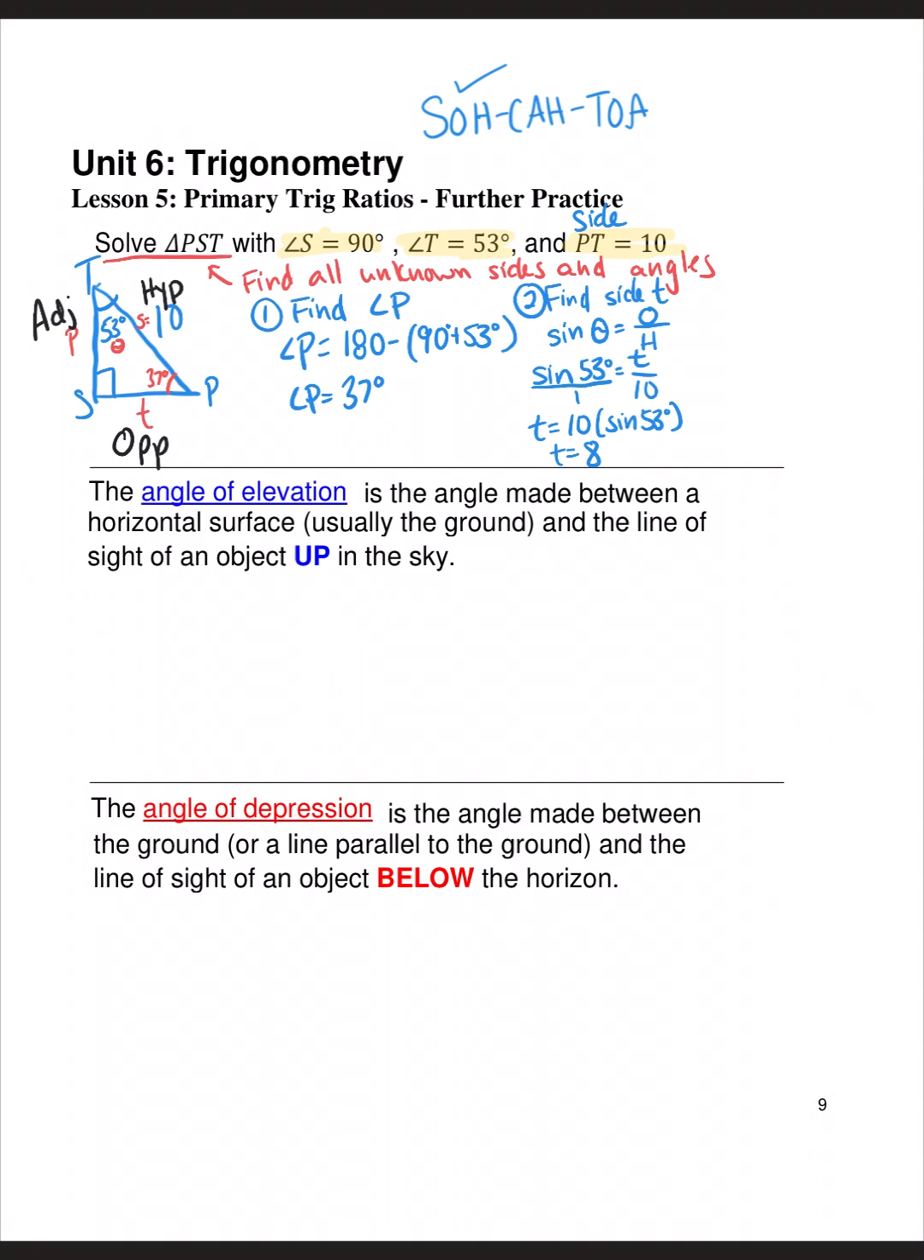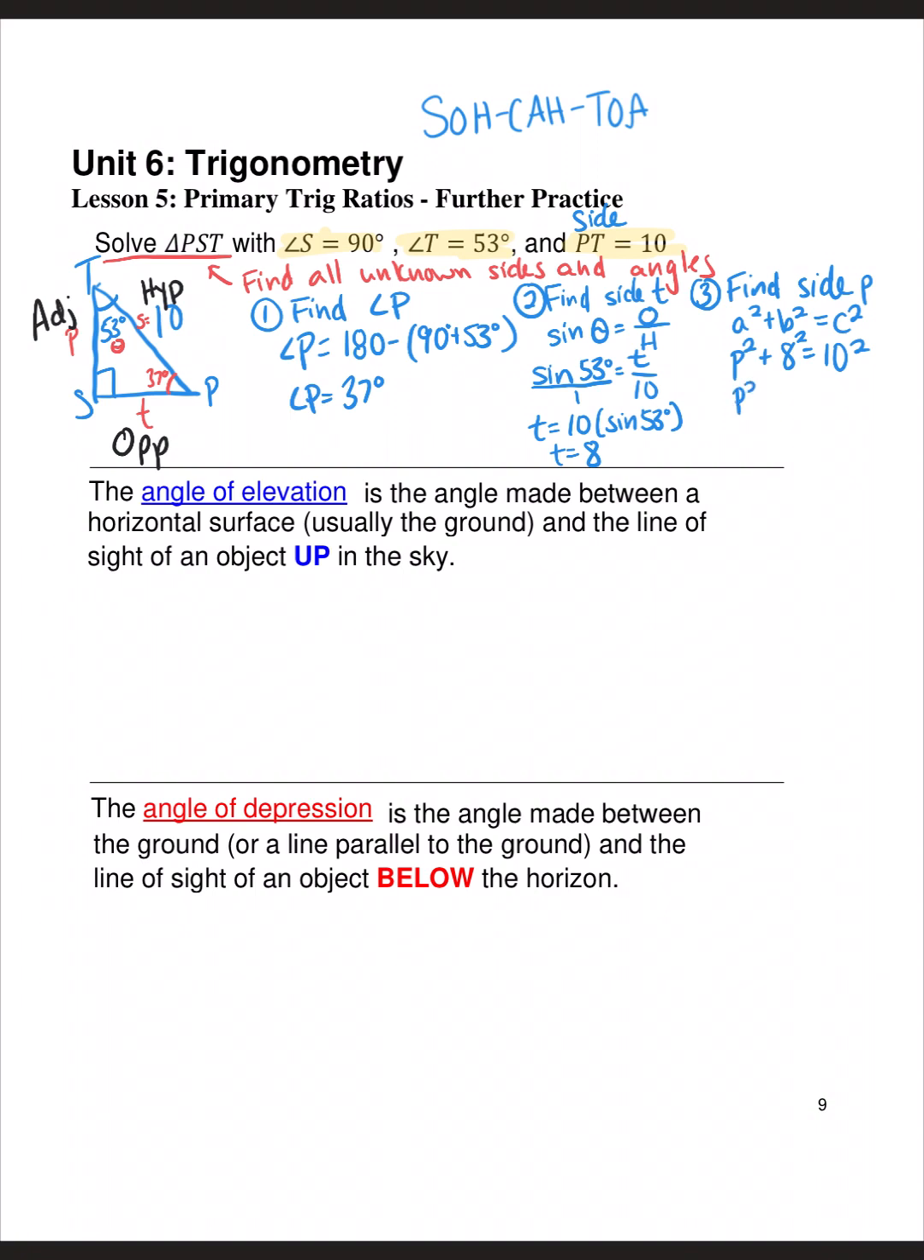Now that we have side t, we could set up another trig ratio to find the last side, but we have two sides. So I'm going to go back just to remind us, how can we find that third side when we already know two in a right triangle? We can use the Pythagorean theorem. So I'm going to write a squared plus b squared equals c squared. We're trying to find p. That's the side we don't have, so we're going to treat that as our a. And then our b side would be the other leg of the triangle, which we found to be 8. And c is always our hypotenuse. So we'll plug in those values like that.